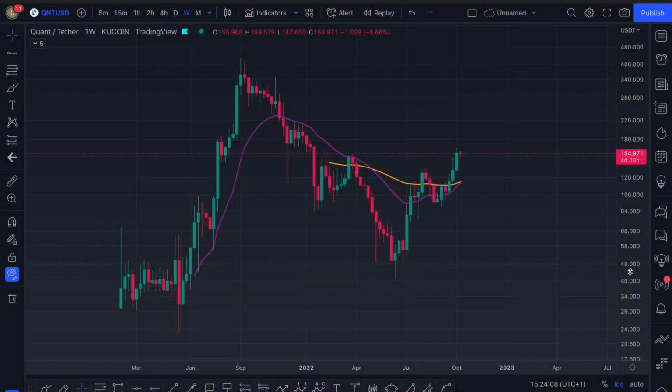We're taking a look at the weekly chart over here on Quant, and we're going to discuss this key resistance of $150 we've been talking about on this channel. Now, I'm going to use the old Quant chart, the one that comes up when you just type in Quant USD.